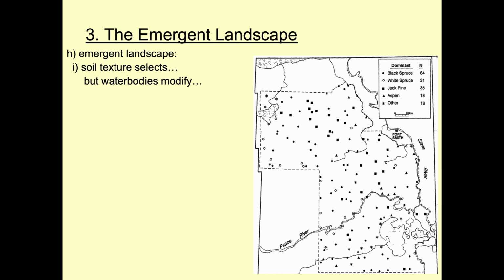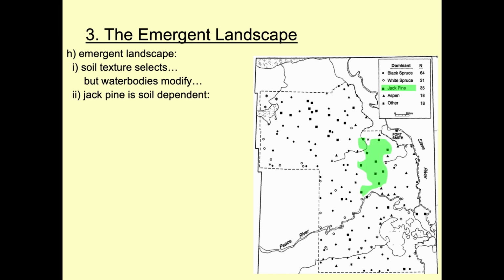We also have water bodies that modify which species will dominate in a site because the water bodies control fire frequency. Now, again, it's important to note that topography actually drives where these water bodies persist in these ecosystems. So all these interactions are combining into this emergent landscape.